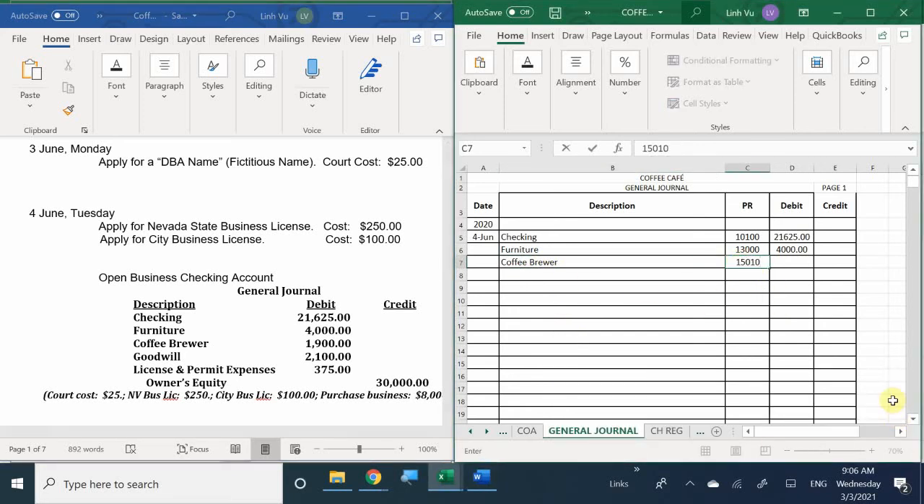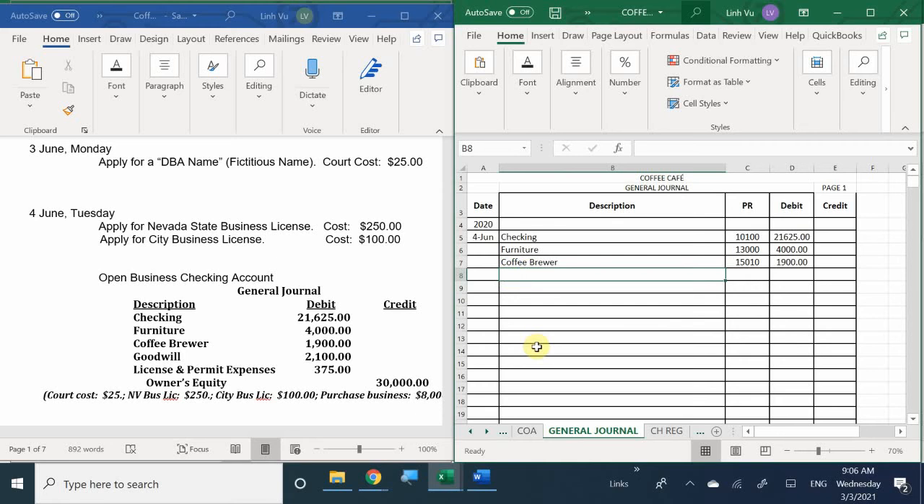15051. 15015. Too many numbers. Okay. How much did I purchase this coffee brewer for? 1900. Okay.